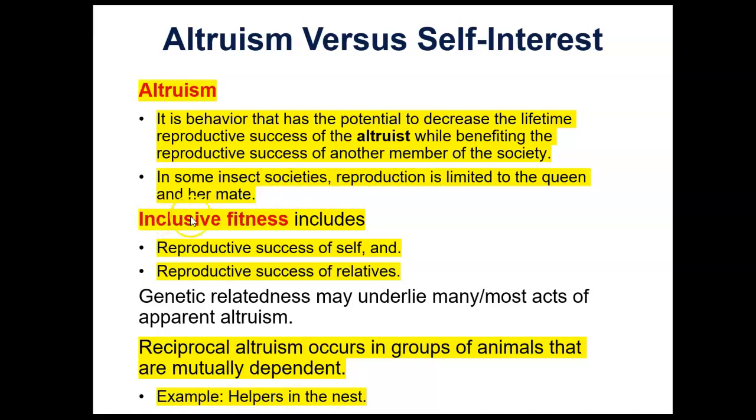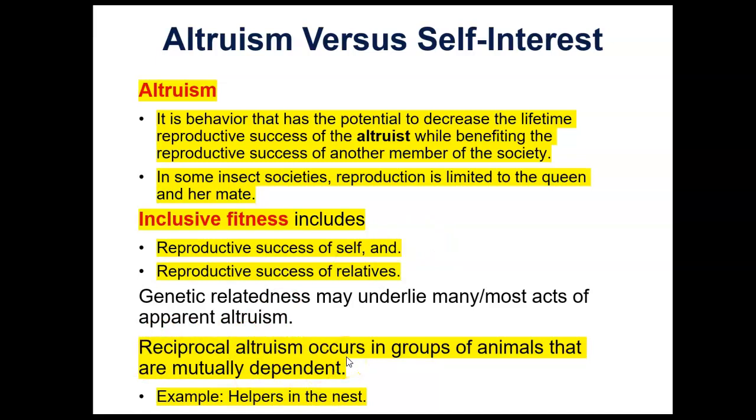All right, then we have inclusive fitness, and inclusive fitness includes reproductive success of self and reproductive success of relatives. So when we say inclusive fitness, it's not just the individual's reproductive success, but the success of their relatives that increases their fitness because, like I say, indirectly, they're getting their genes passed on. And then another word you need to know is reciprocal altruism.